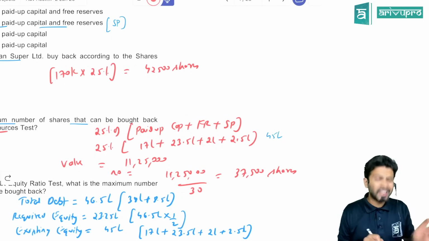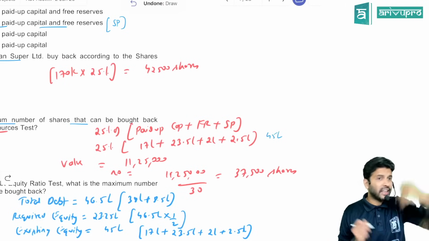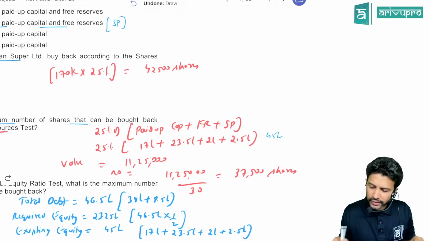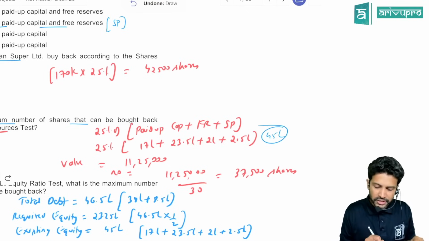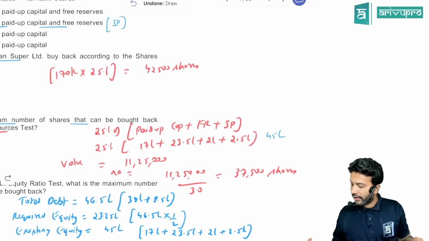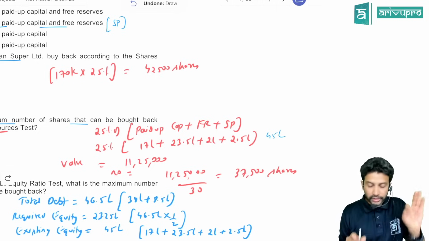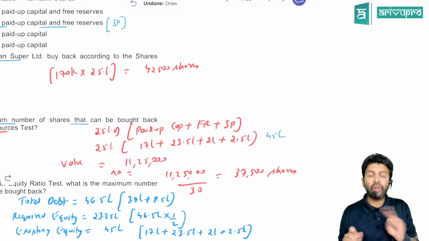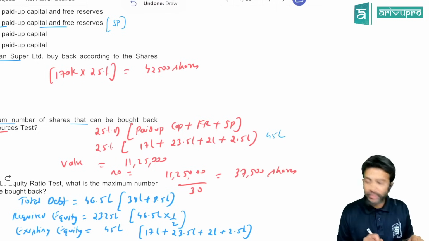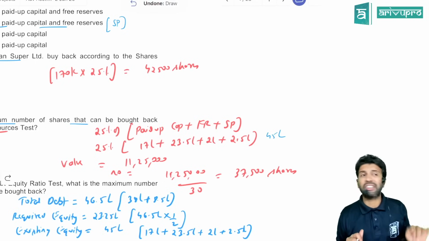This only we call equity. So we take 25% of that equity number. If you add these, you'll get 45 lakh. 45 lakh ka 25% is how much? 11 lakh 25,000. Correct, people? Are these number of shares or value? This 11 lakh 25,000 is the value of the shares that you can buy back.